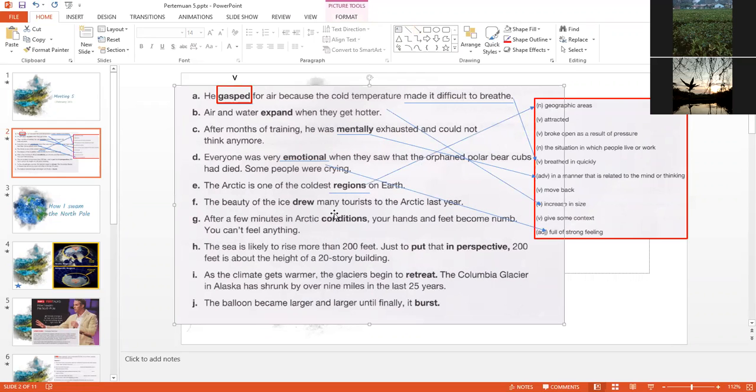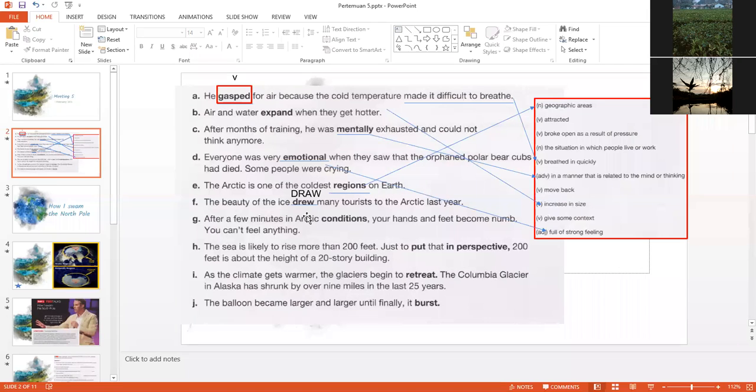And then, ini nomor 9, yang F ini agak tricky nih. Drew. What is drew? Dari kata draw ini. Ini kata kerja, verb one-nya draw, verb two-nya drew. Nah, drew or draw, what is it? Artinya apa biasanya? Menggambar. Nah, tapi di sini the meaning could be different based on the context. Dari konteks kalimatnya, kata drew itu bisa berbeda kan? The beauty of the eyes drew many tourists.